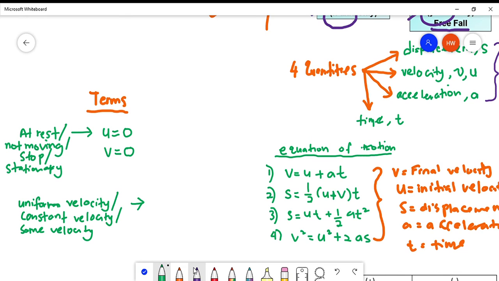Good. Okay, so A equals to 0. Okay, bila kita jumpa uniform velocity ataupun constant velocity, perkataan ni menunjukkan yang nilai A dia equals to 0. Okay, tapi awak jangan confuse pula dengan perkataan uniform acceleration. Okay, what does it mean by uniform acceleration?